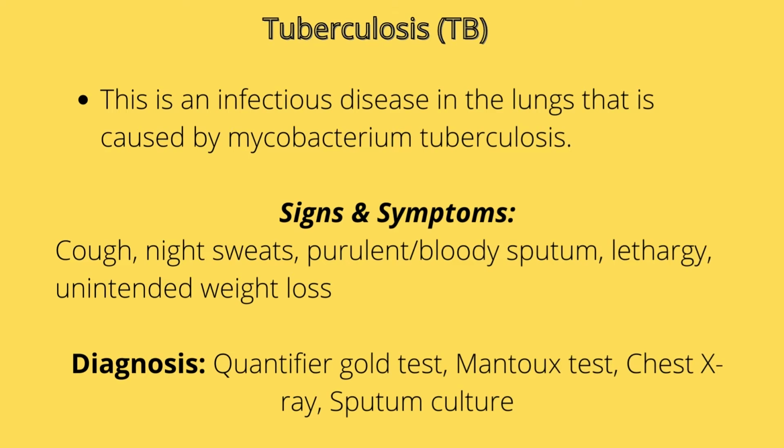How do we diagnose this? So we normally do QuantiFERON, the blood test, which is the gold standard. We can do a Mantoux test, which is a skin test, a PPD, and it's normally read between 48 to 72 hours. The area of induration, which is the hardness, should not be more than 10 millimeters, because if it's more, it's indicative of TB. And if a person is immunocompromised, a 5 millimeter induration is positive for TB as well.